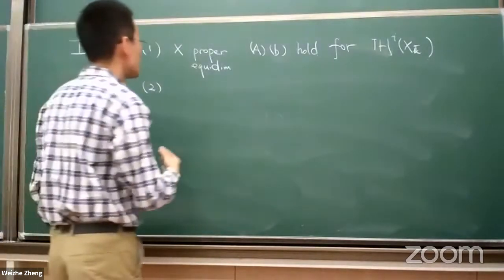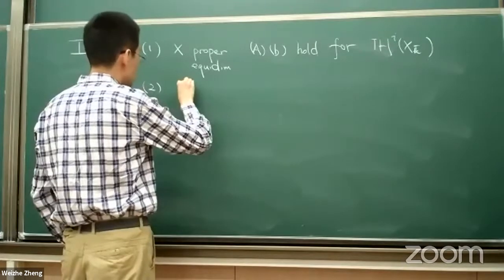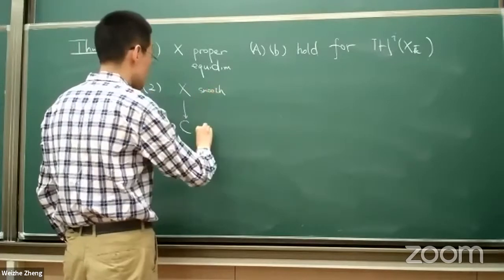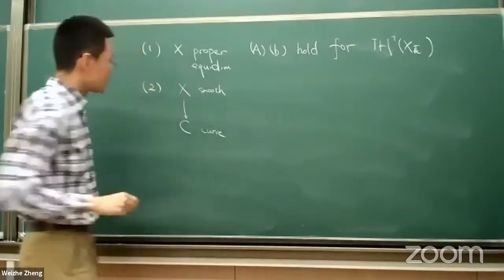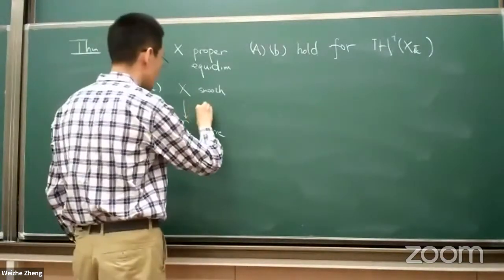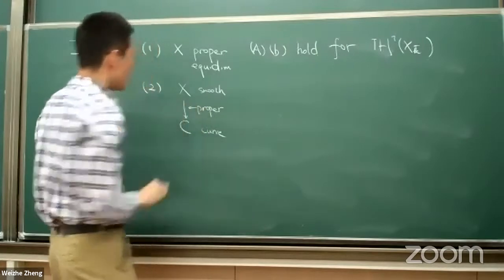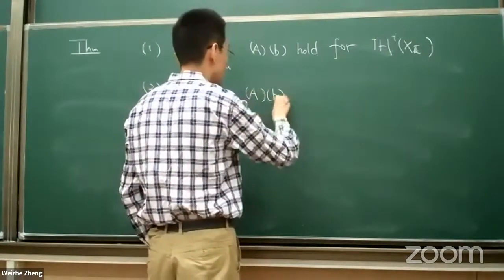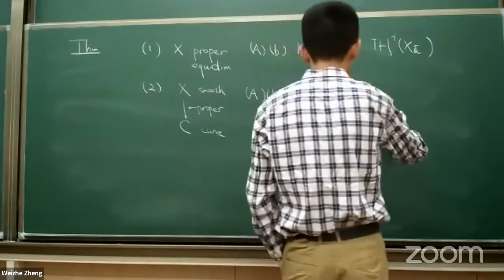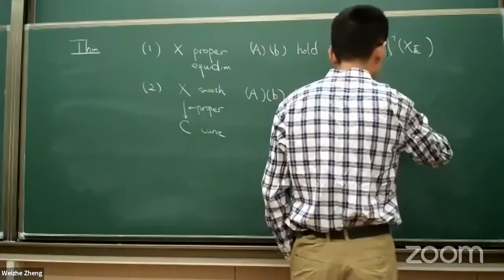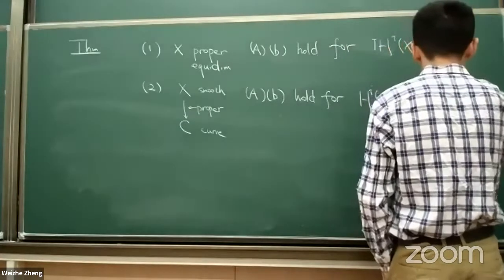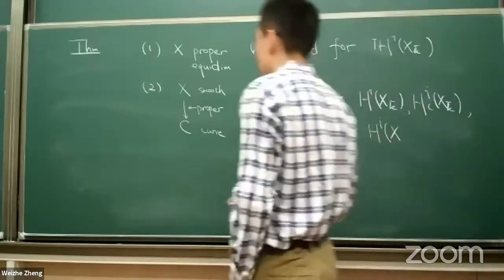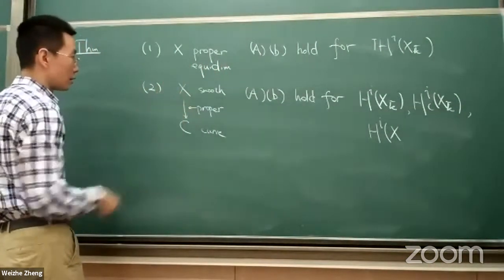And for Euro cohomology, we don't know much, but we know a very special case where X is smooth and C is a curve, and there's a morphism from X to C that is proper. In this case, we know that A and B hold for the Euro cohomology of X and compactly supported cohomology of X, but also for the cohomology of fibers of X.